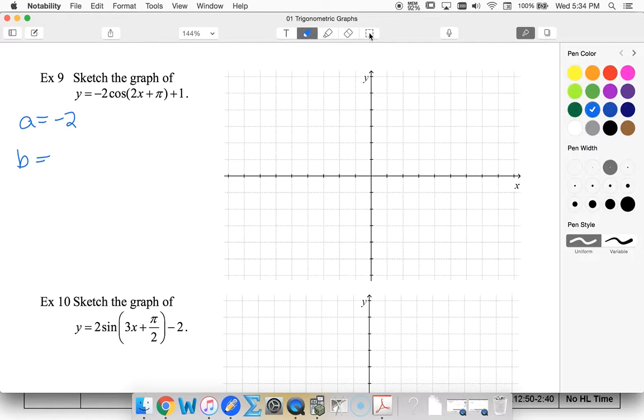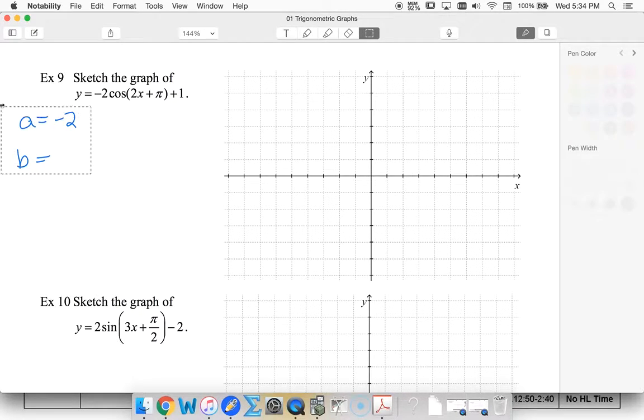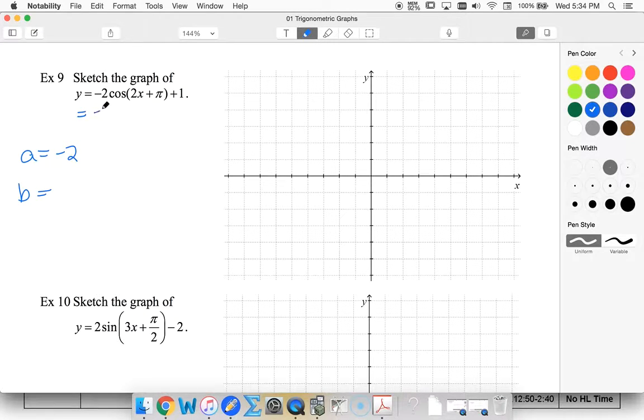So really, first I need to look at the factored form of this. So this is an equivalent equation to -2 cosine of 2x plus pi over 2. So if I expand this, I would end up with this, plus 1. So my b value is 2. This tells me my period is 2 pi over 2, which is the same as pi.